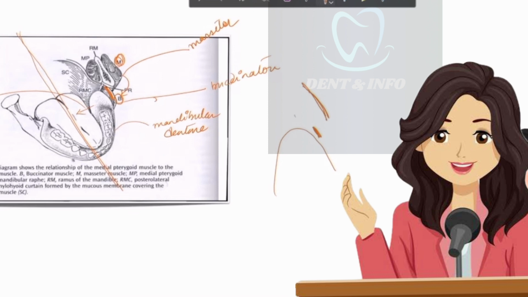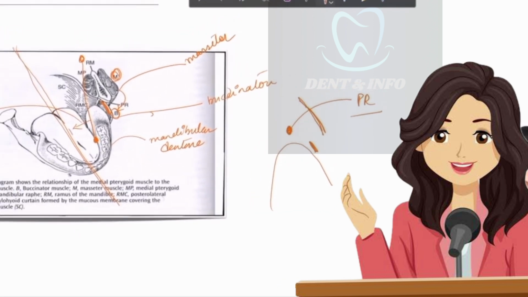Now posteriorly, somewhere here, we have our pterygomandibular raphe that comes from the hamulus here and joins at the mylohyoid ridge. So somewhere there is your raphe. Here, just behind this denture, what we'll see is our medial pterygoid. Somewhere here, you'll see our medial pterygoid.